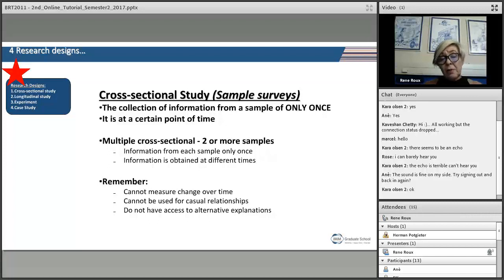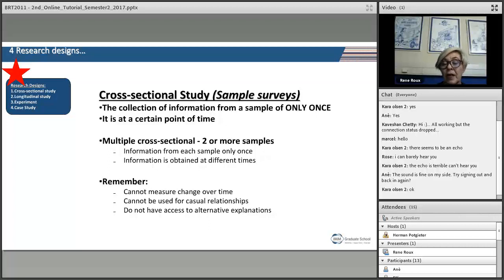You can do multiple cross-sectional, but that means that you do 2 or more samples, but each time the sample is different, and the information is obtained at a different time. So remember, when you do cross-sectional, it is ad hoc. You do the survey most of the times once off. So you can never measure change over time because it's a once-off survey.